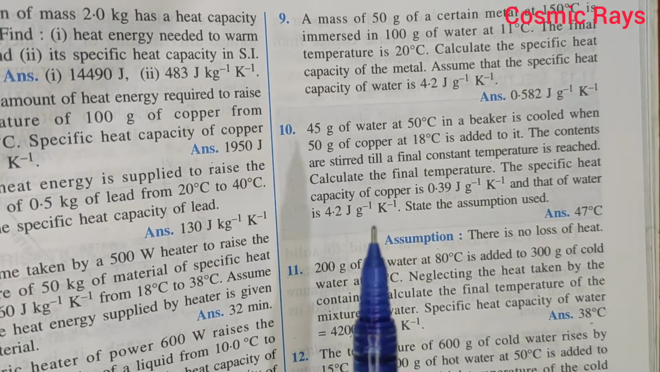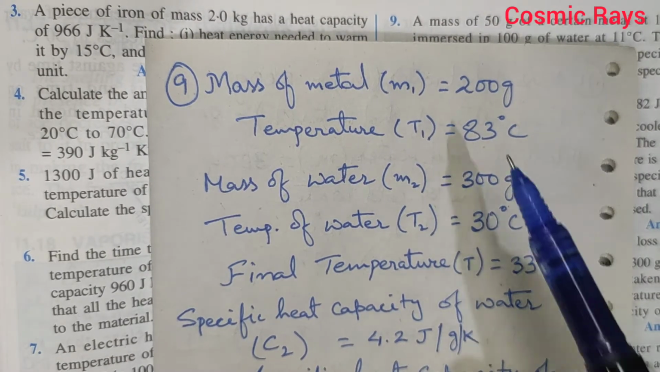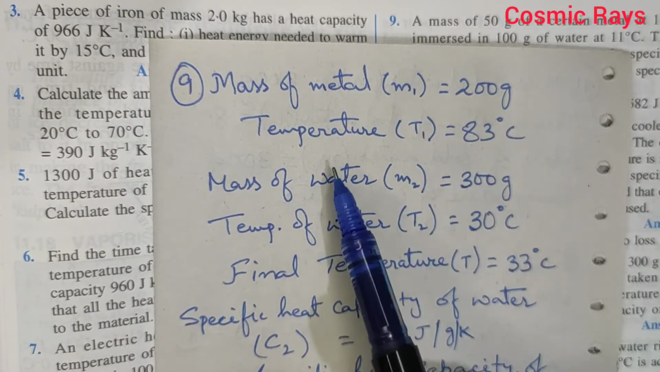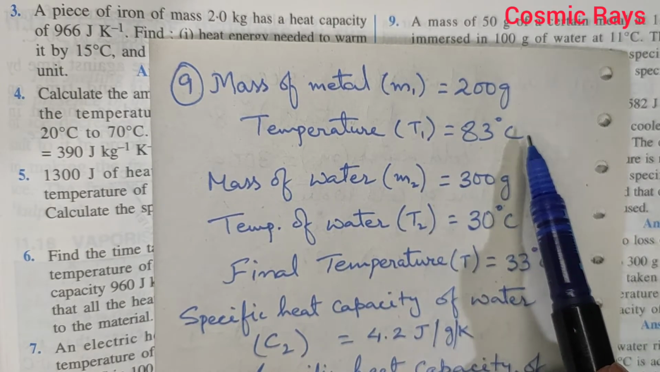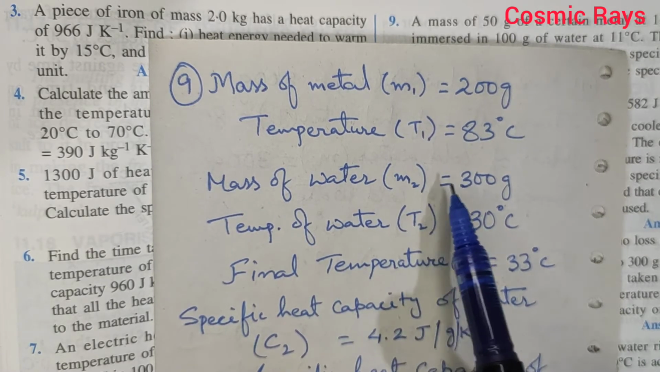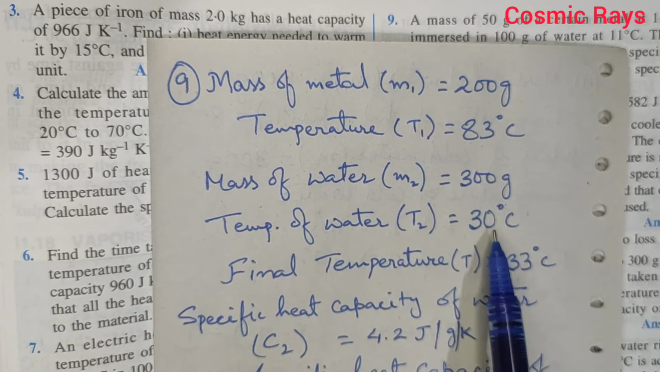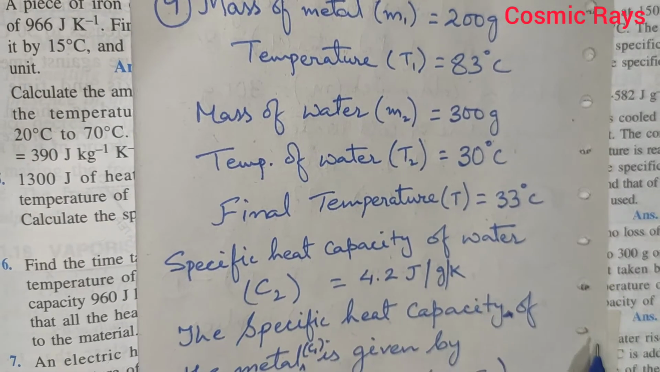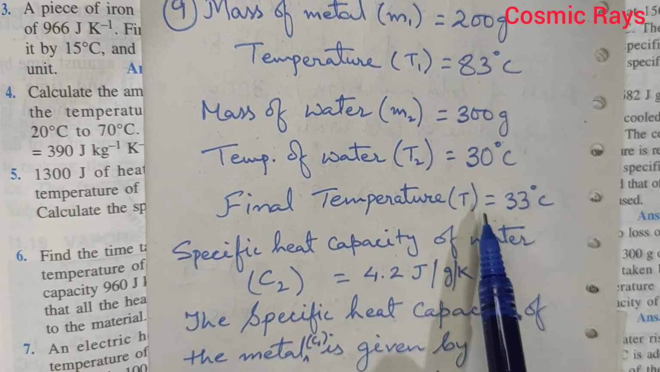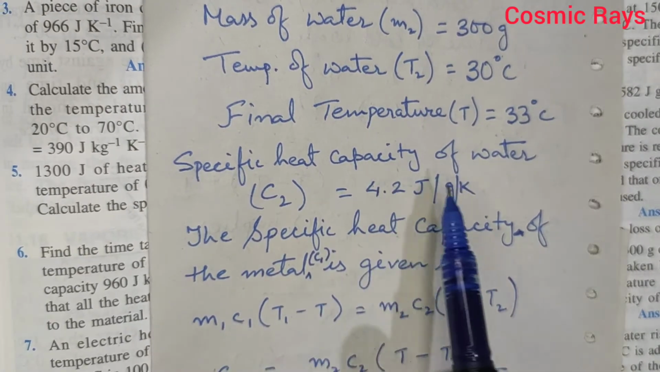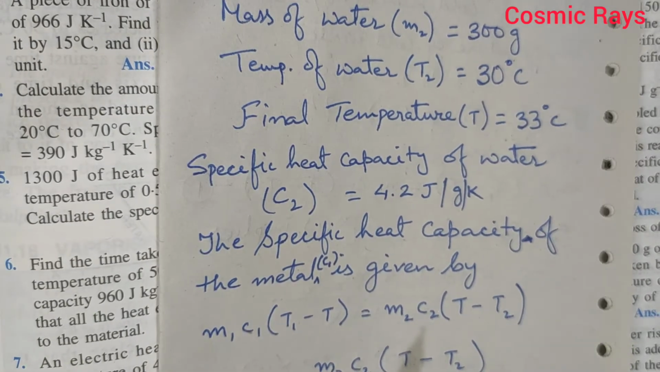So here we have written the given things. Mass of the metal, we are denoting it as M1, is 200 grams. Temperature of this metal T1 is 83 degree Celsius. Mass of the water M2 is 300 grams. Temperature of the water T2 is 30 degree Celsius. And finally it reaches a temperature 33 degrees. So final temperature is denoted as capital T. Now specific heat capacity of water is C2 and we have to find out the value of C1.